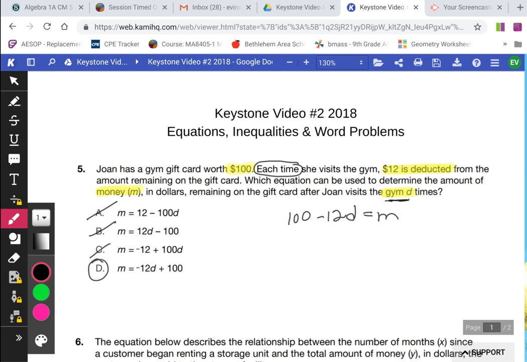Again, just analyze what you've got, pull out important information, and then see what matches the words. Again, deducted means minus. Okay, hope that helped. Let's look at the next question.